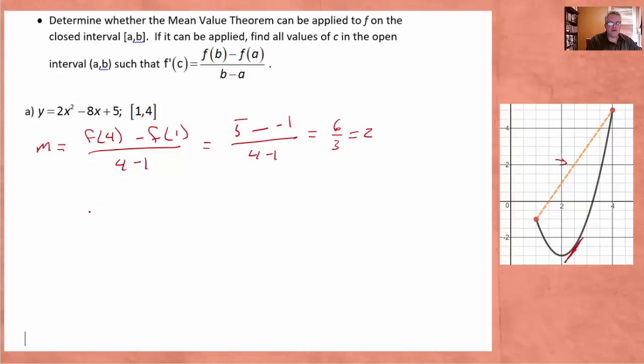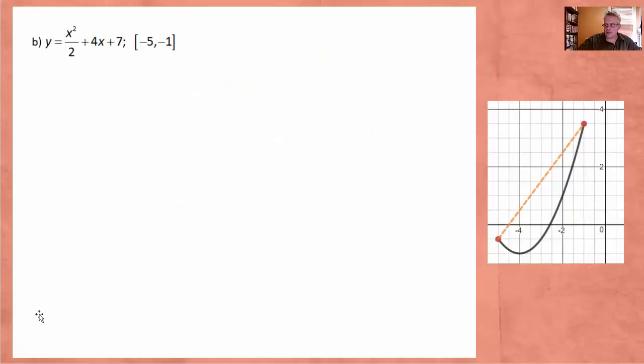So we've got to find the derivative. It'd be 4x minus 8, and we want to set it equal to 2. We want to find when the derivative is equal to the slope of the line segment. If we add 8 to both sides, we get 4x equals 10, or x equals 10 fourths, which is 2.5, which is what we thought it was. We thought it was somewhere in between 2 and 3. It's exactly in the middle. So the mean value theorem guarantees at least one point. There may be more.